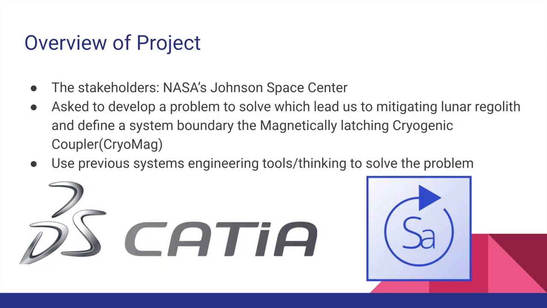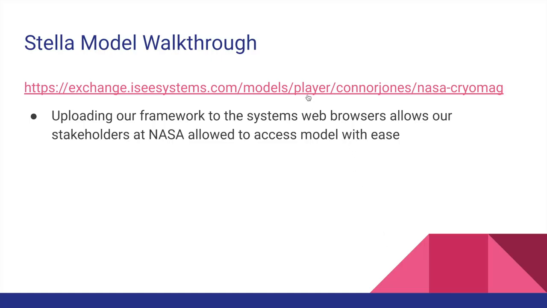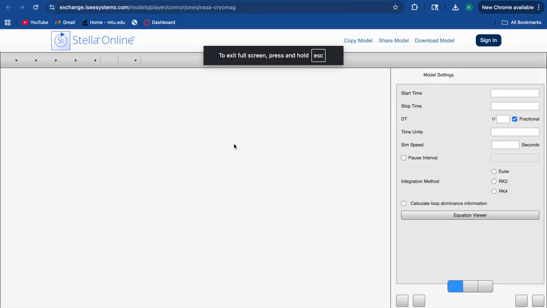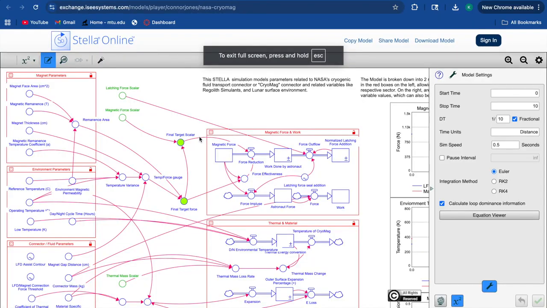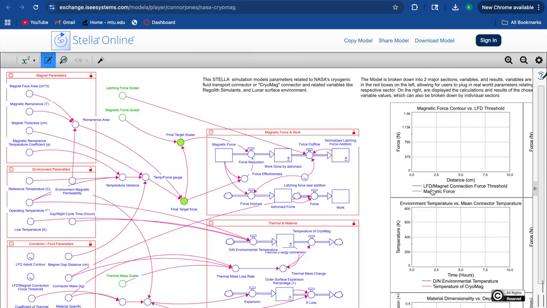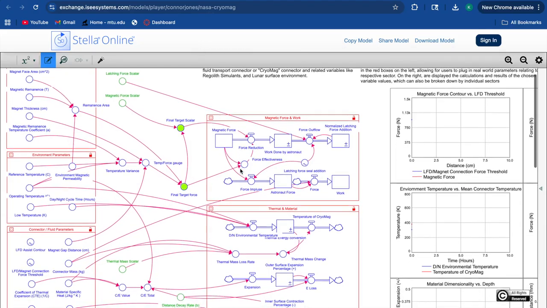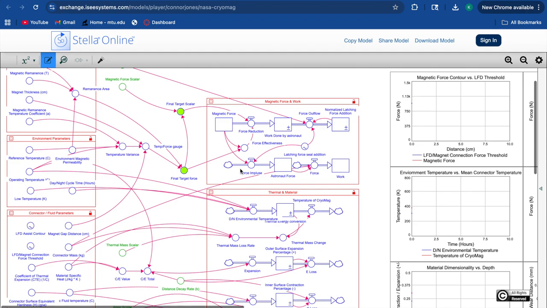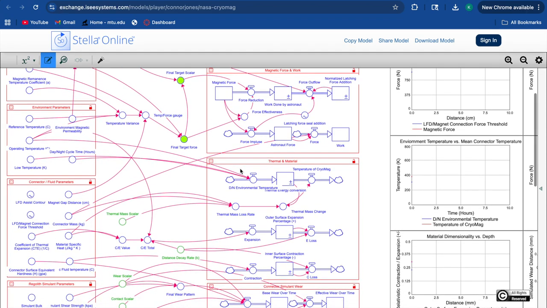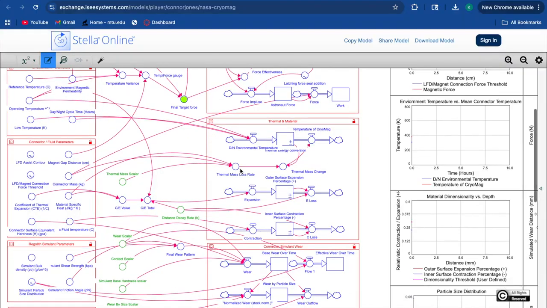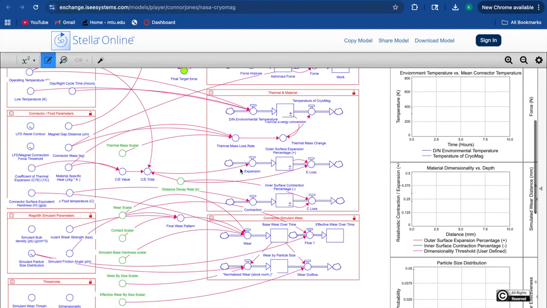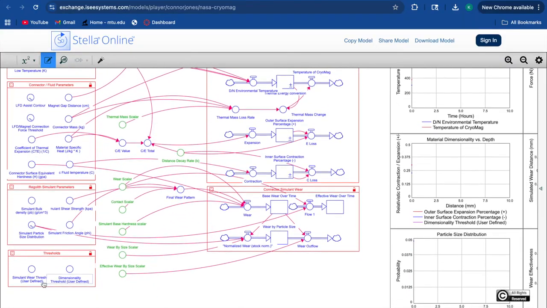Stella is a comprehensive, high-level modeling and simulation software that can be used to analyze and publish dynamic system models. In this software, we modeled numerous qualities of the CryoMag, including mating resistance, connector temperatures, material dimensions versus temperature, and expected wear based on regolith simulant makeup and particle size.